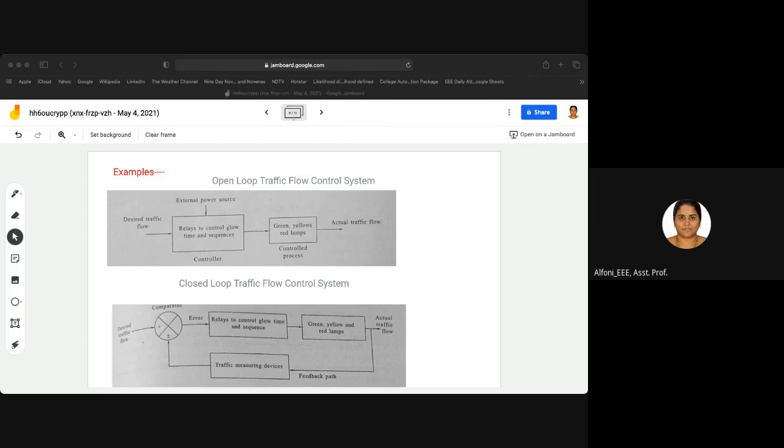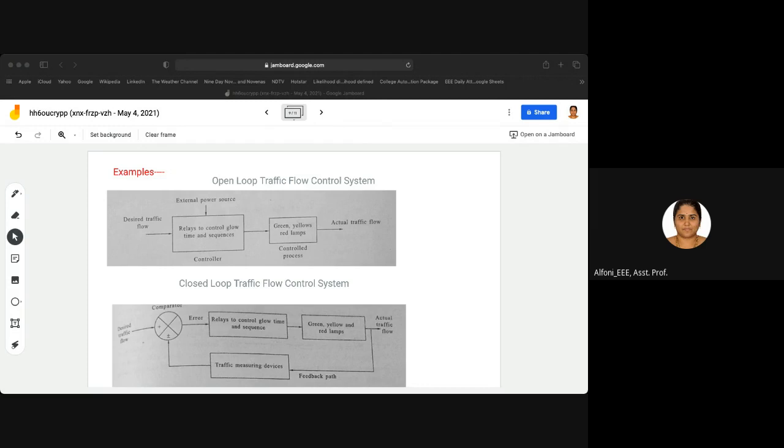That means the input to the system is independent of the output. For example, if we have a traffic jam on the road due to an accident, this will not change the glowing sequence or the time of the green light or the red light. Hence, this system is an open loop control system where we cannot change the sequence of the lights. It depends only on the value we have fixed.